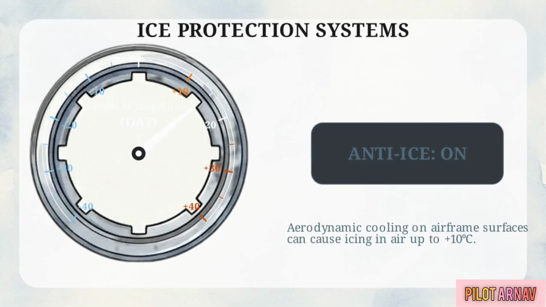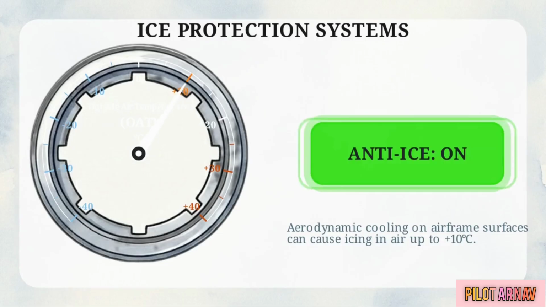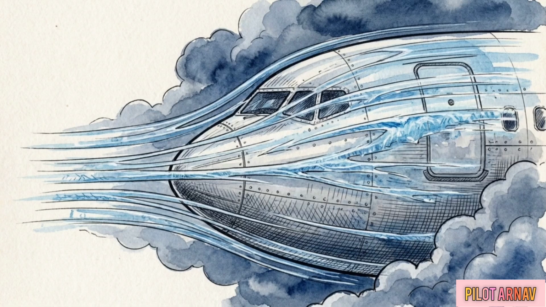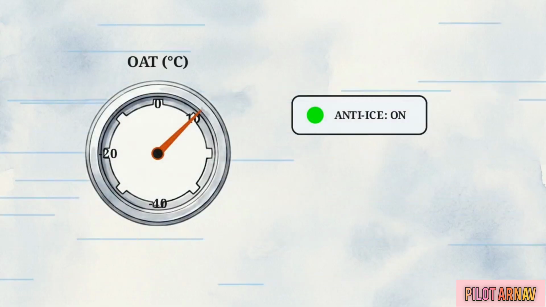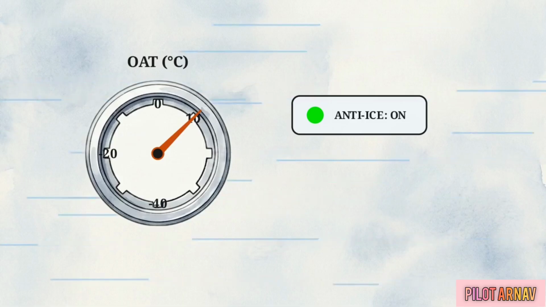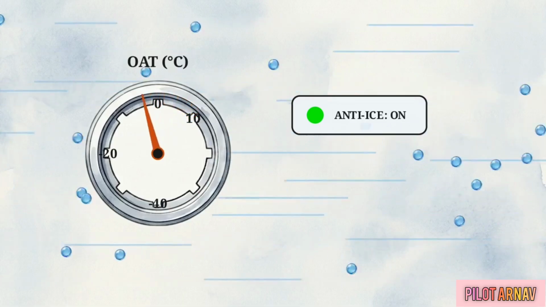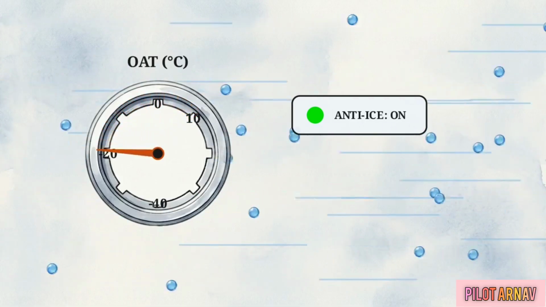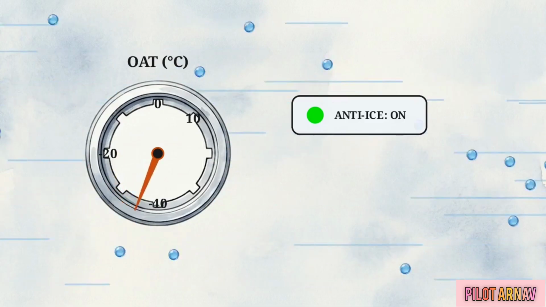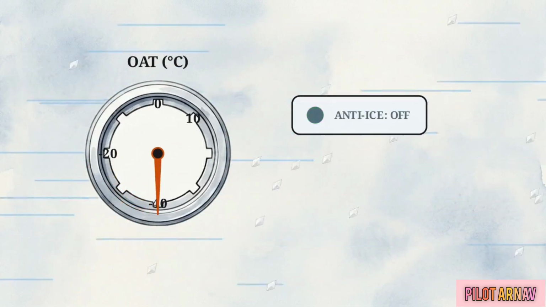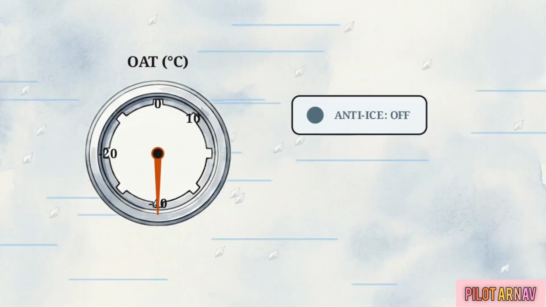Anti-icing systems must be switched on whenever an aircraft enters visible moisture at an ambient temperature of 10 degrees Celsius or lower. 10 degrees is well above freezing, but this threshold specifically accounts for aerodynamic wind chill and dynamic cooling as the aircraft moves rapidly through the air. These systems can generally be switched off when the outside air temperature drops below -40 degrees Celsius, as the atmospheric moisture has fully crystallized and no longer poses an accretion threat.